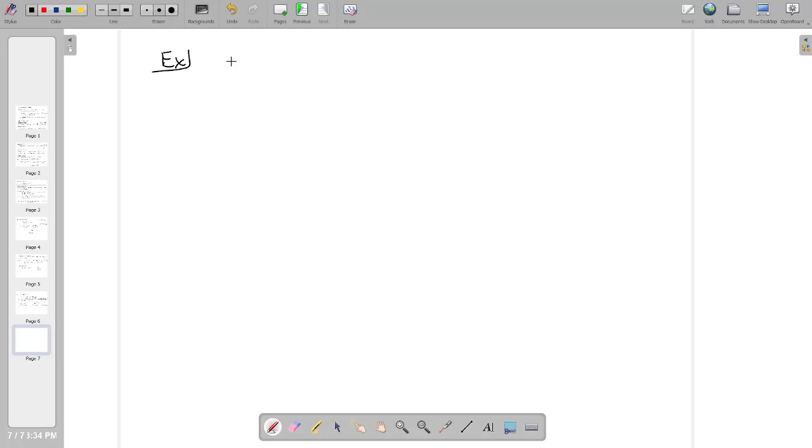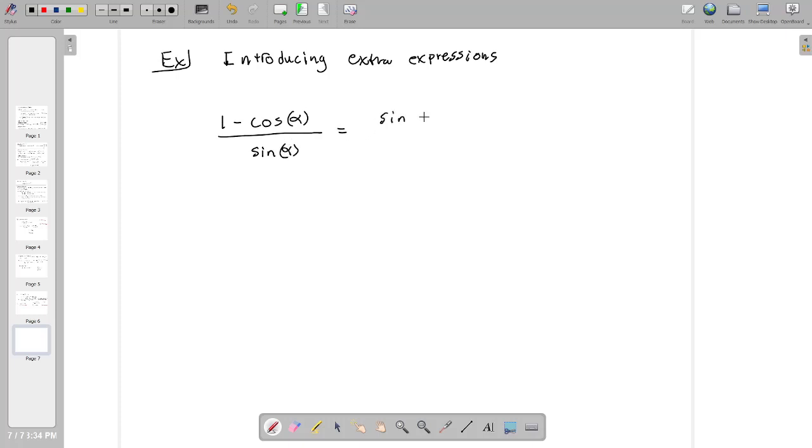So let's prove or disprove the identity. And we're going to do this by introducing some extra expressions. So our identity is (1 minus cosine alpha) divided by sine alpha is equal to sine alpha divided by (1 plus cosine alpha).